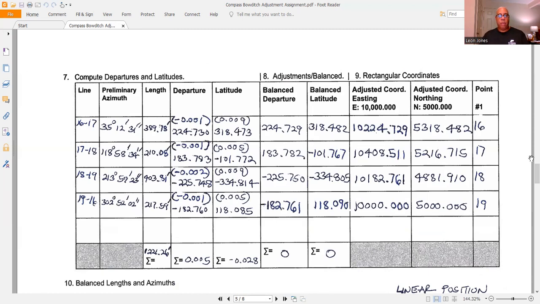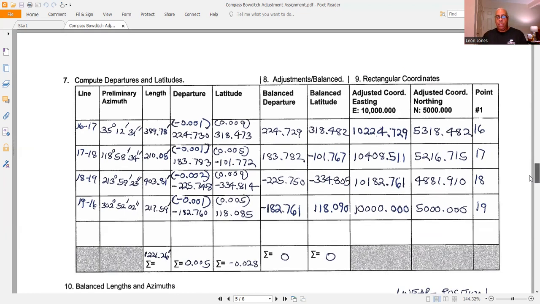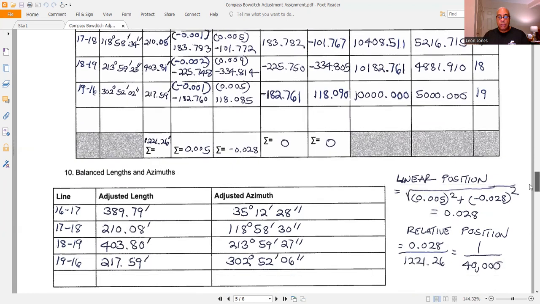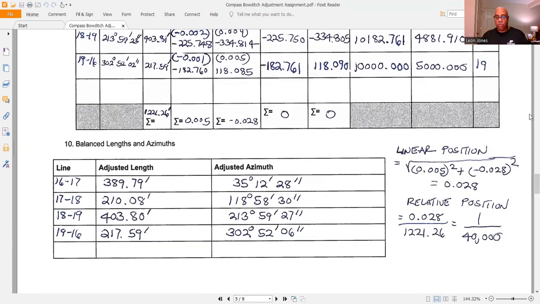Okay, here's the same procedures as I computed departures and latitudes. Same thing they did. Except I came out with the opposite signs for my departures and latitudes. Came out with positive for my departures, negative for my latitudes, and look at the signs. Had to use negatives for my departures and positives for my latitudes. But the math is simple.